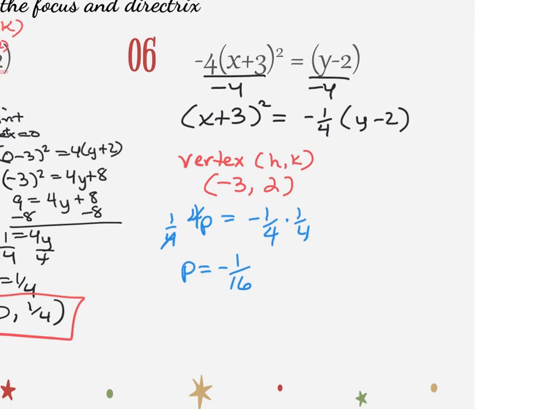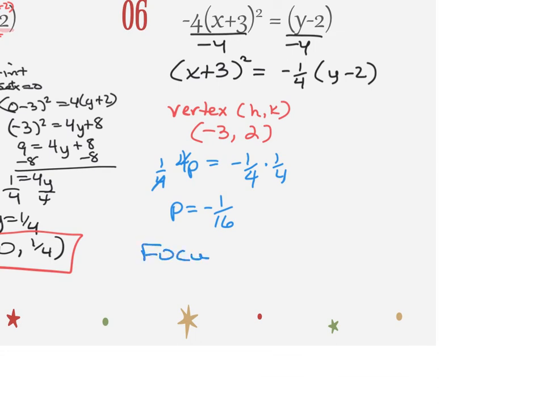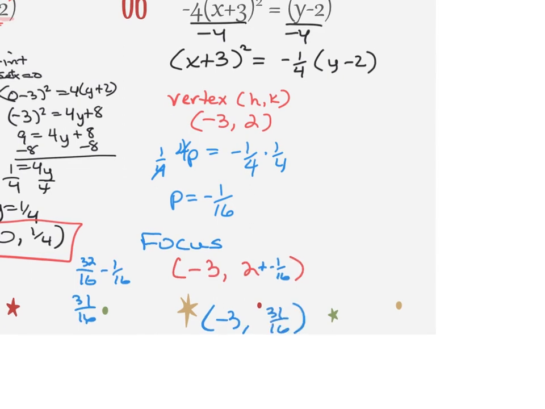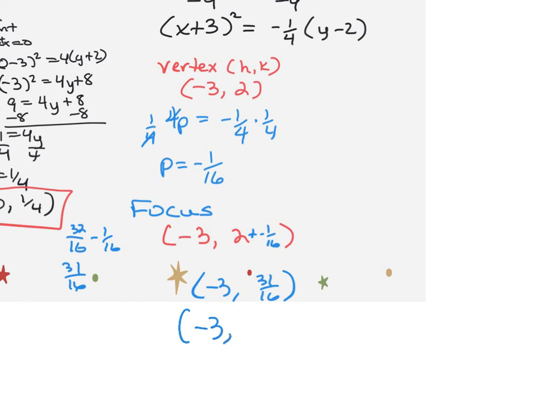To find the focus point, we're going to take the p-value. We're going to take our vertex as well. And we're going to be adding the p-value to the non-squared variable, which is y. So I'm going to add the p-value, which is adding -1/16. So if I come over here to the side, I'm really doing 32/16 minus 1/16 because it's plus negative. So I get 31/16. So my focus is at -3, 31/16. If I make it a mixed number, because I got to graph this, it's really 1 and 15/16. That's my focus point.